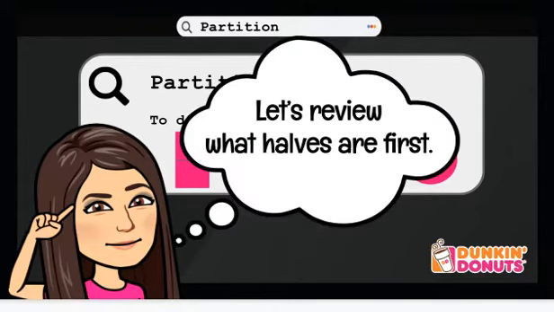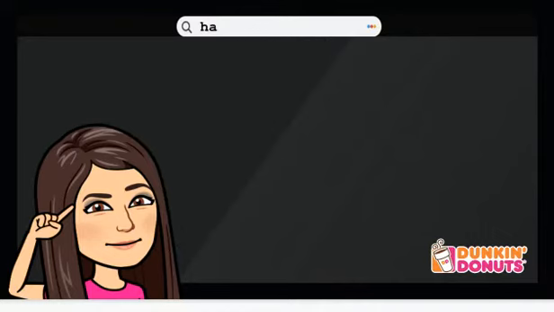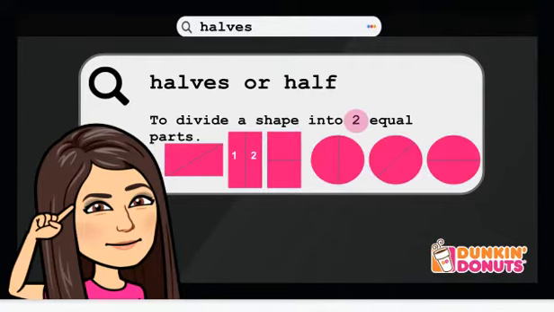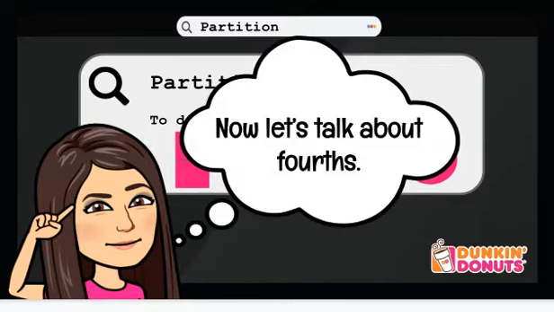Let's review what halves are first. Halves or half: to divide a shape into two equal parts. 2 is the key word or key number when we're thinking about halves. Each shape that we partition into halves has 2 pieces, and we know that we can number our pieces to make sure we have the right amount. So we have 2 equal parts in halves. Now let's talk about fourths.